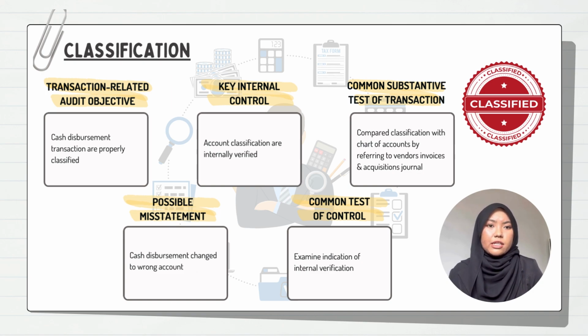The next one is classification. The transaction-related audit objective: cash disbursement transactions are properly classified. The possible misstatement is cash disbursement charged to the wrong account. The key internal control: account classifications are internally verified. The common test of control: examine indication of internal verification. And the last one is the common substantive test of transaction: compare classification with the chart of accounts by referring to vendors' invoices and the acquisition journal.